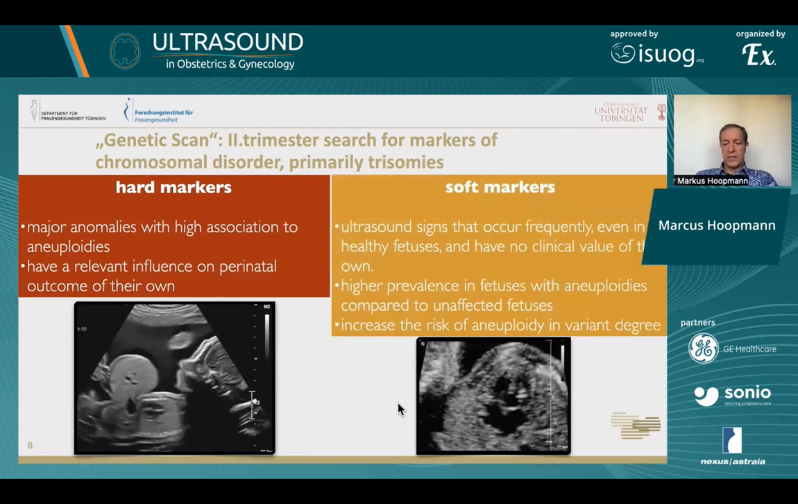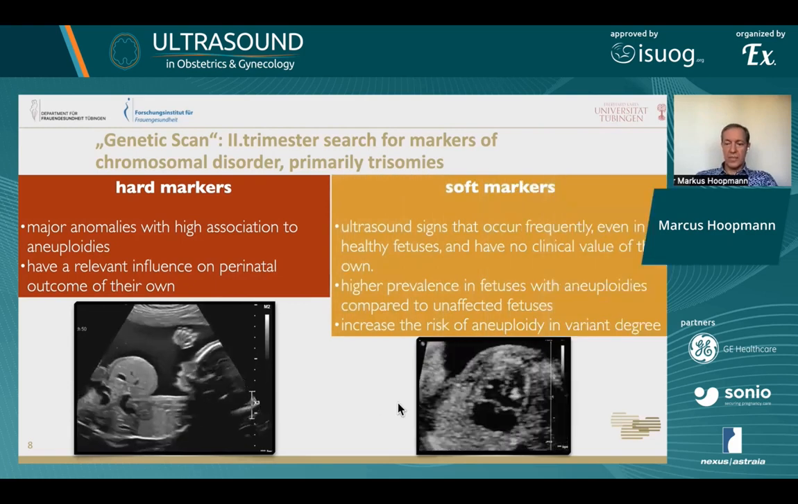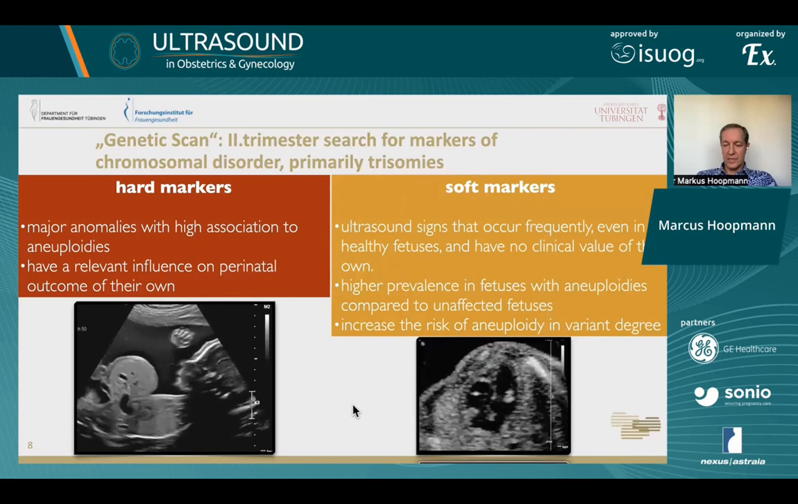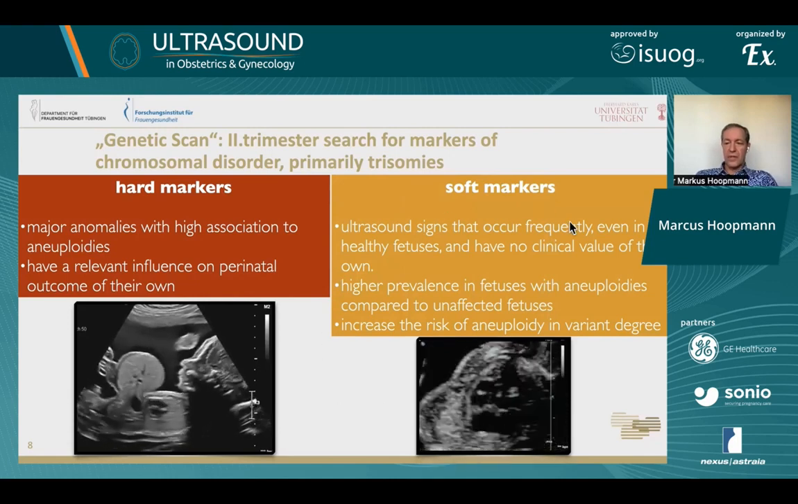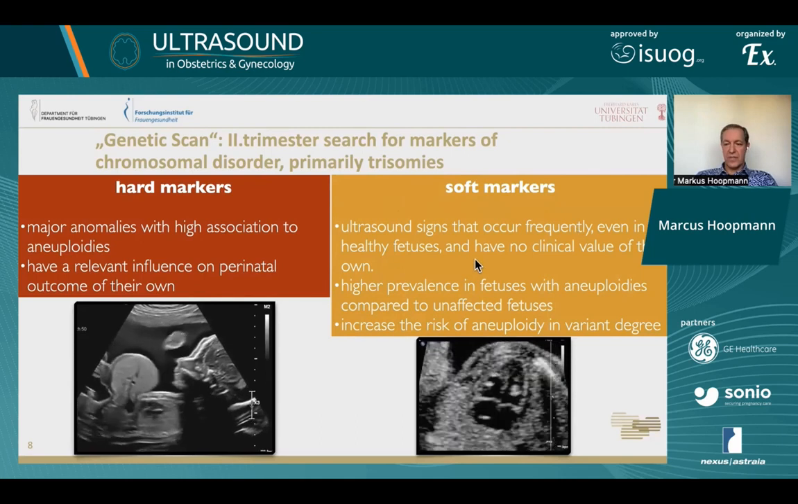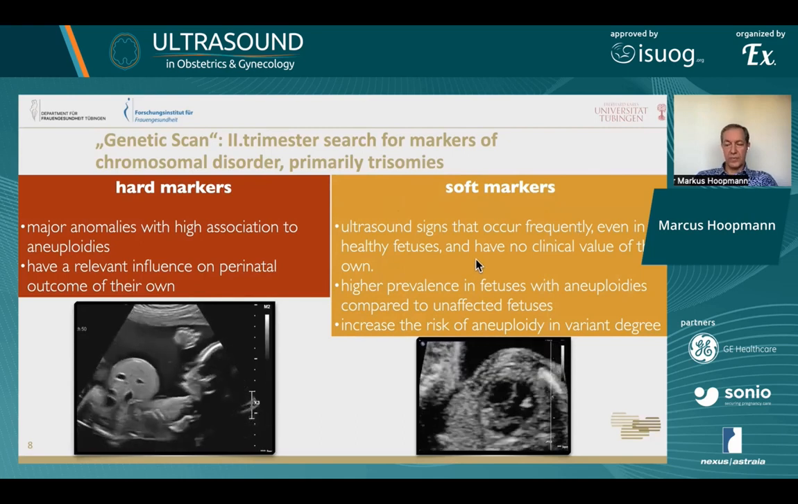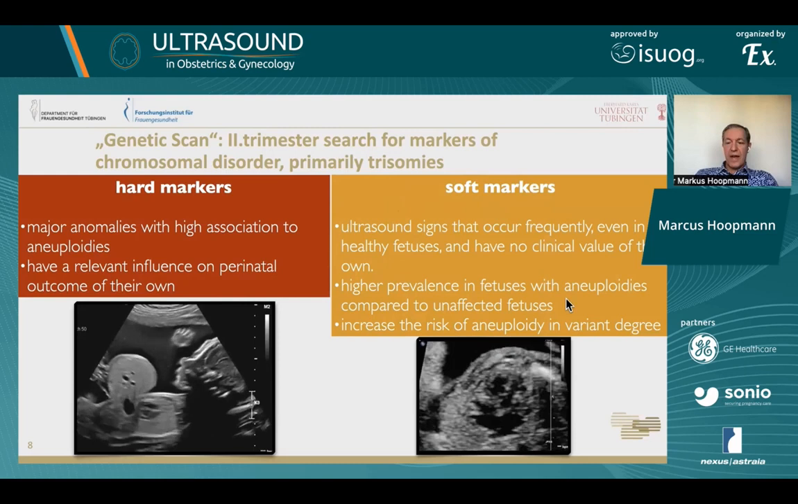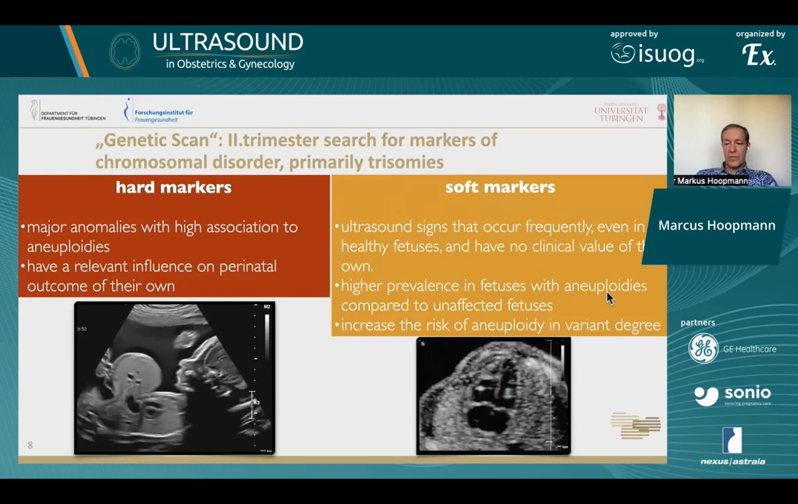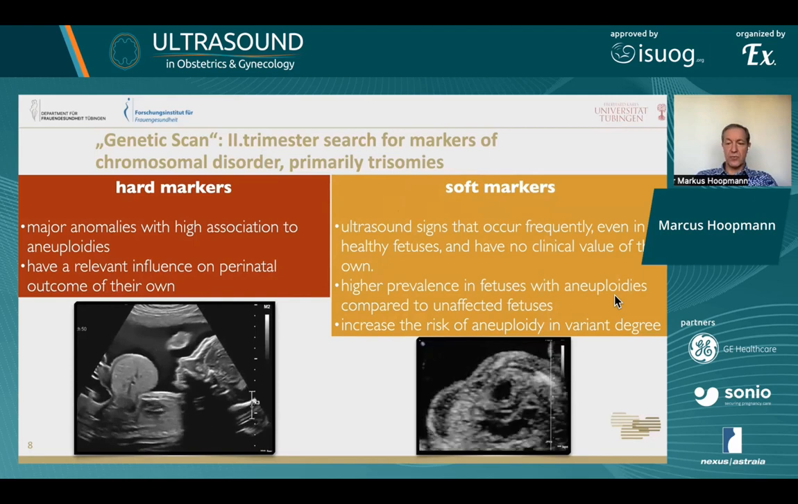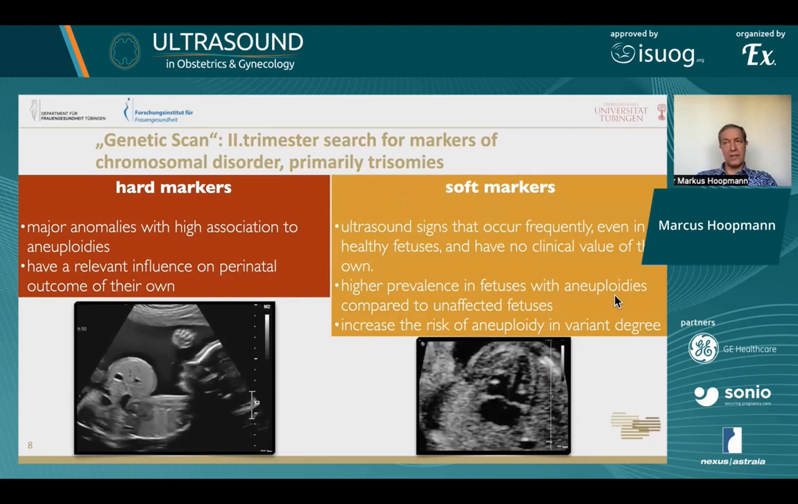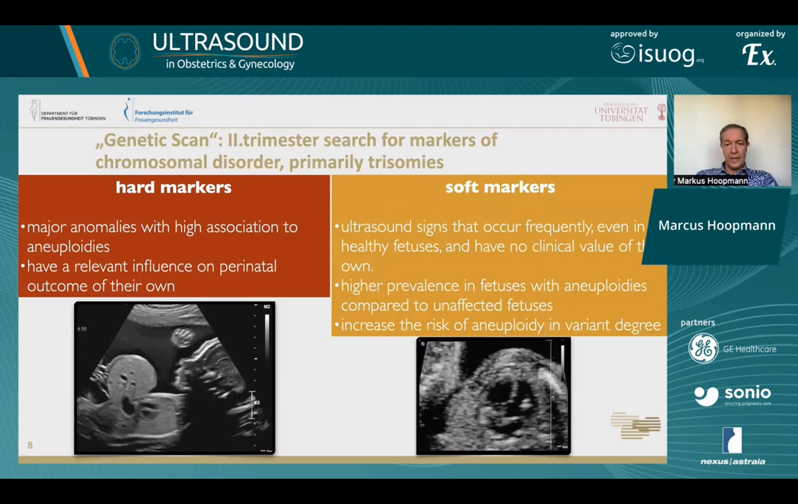And then we have these soft markers, and sometimes they can really be annoying, but they are our daily work. They are ultrasound signs that occur frequently, even in healthy fetuses, and have no clinical value of their own. But they have a higher prevalence in fetuses with aneuploidies compared to unaffected fetuses, and therefore they increase the risk of aneuploidy, but in a variable degree.